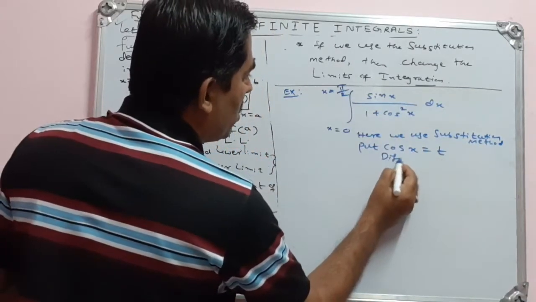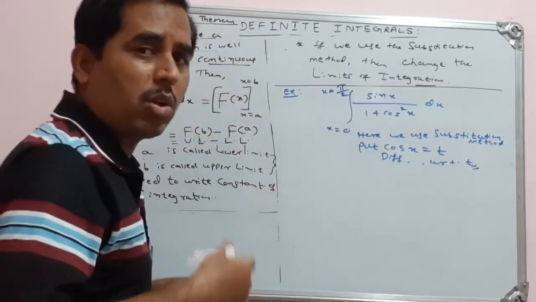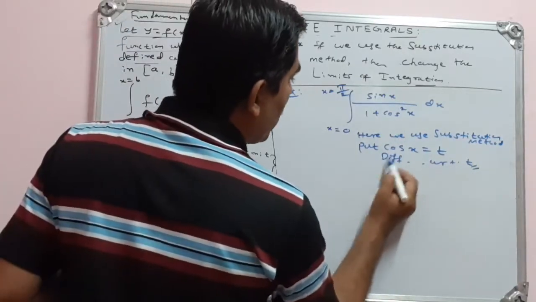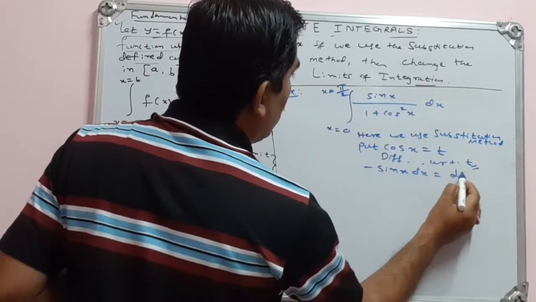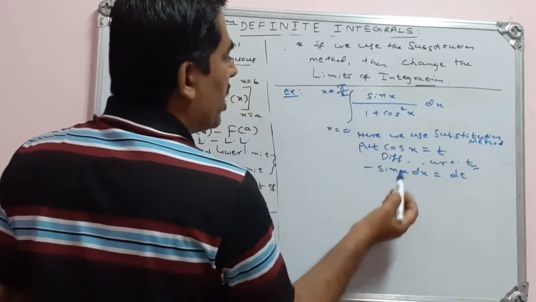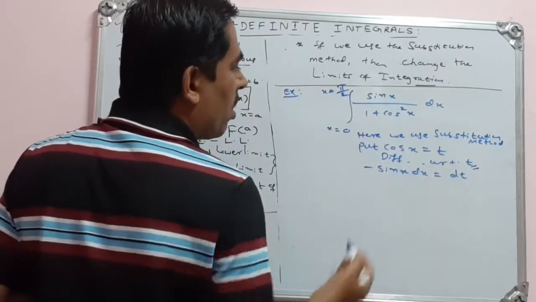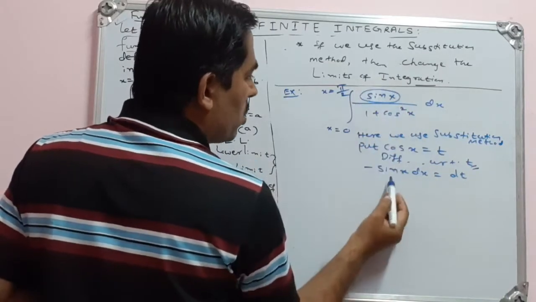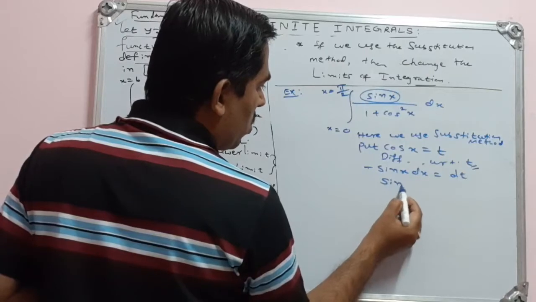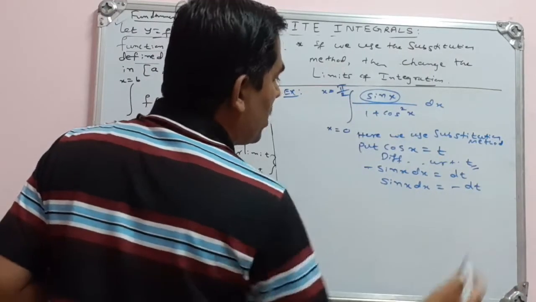Now differentiate this with respect to x. The derivative of cos x is minus sin x, so minus sin x dx is equal to dt. Differentiating with respect to t, we get dx by dt, and cross multiplication gives dt. In the numerator I have only sin x, so I don't want this minus. So sin x dx is equal to minus dt.